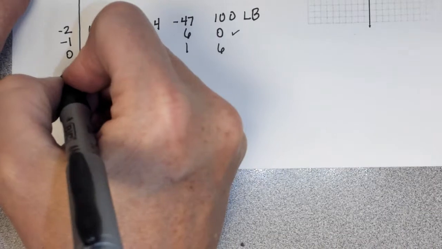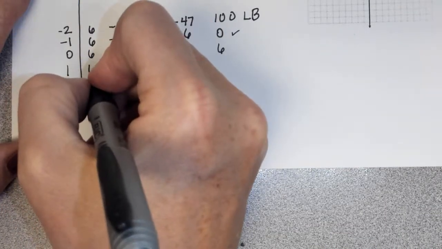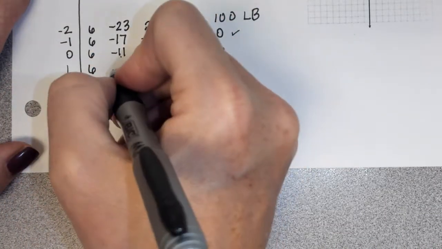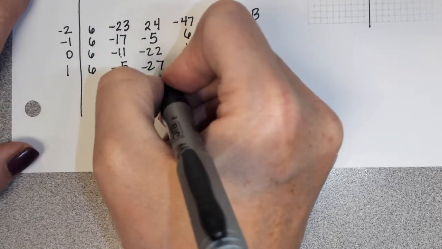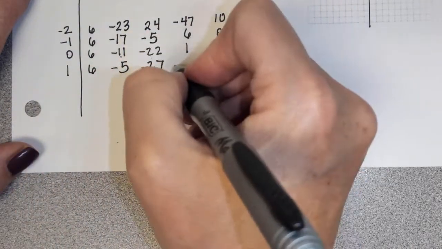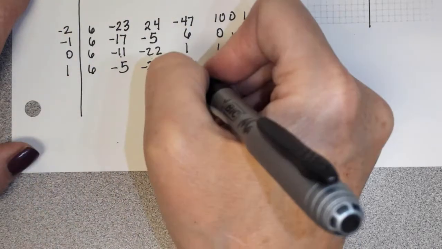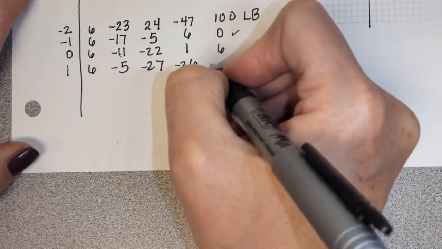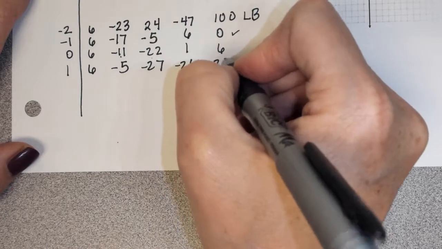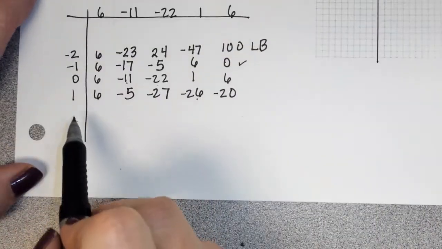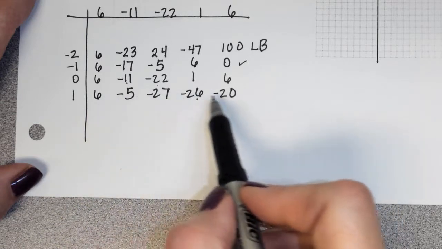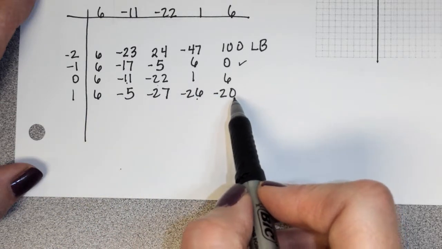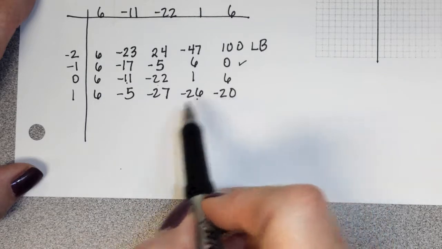So now I'm going to go up. 1. Bring down the 6. 6 added. -5 added. -27 added. -26 added. All right, so now I'm checking. I'm checking for all of these to be the same sign, and they are not. Okay, so we don't have anything working there.